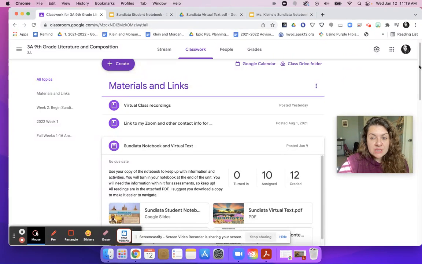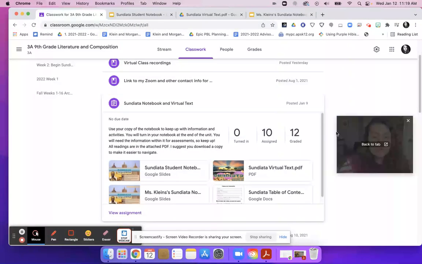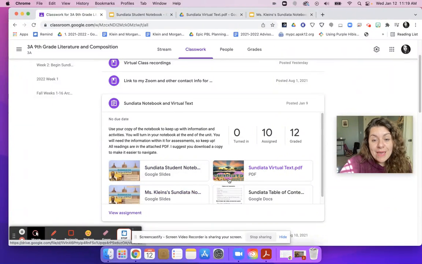All right, so to complete this activity, you will need your Sunjata notebook. You may want the virtual text, but there's a link to it in your notebook. You're also going to want my copy of the notebook because I did put the information in my notebook for you to copy. Now, you might be wondering, if the information's in Ms. Klein's notebook for me to copy, why should I even bother watching this video?